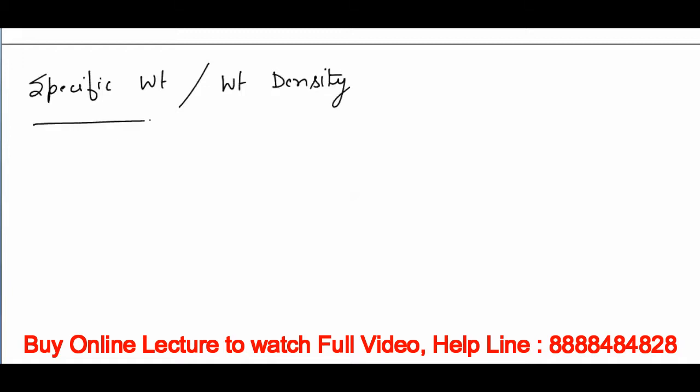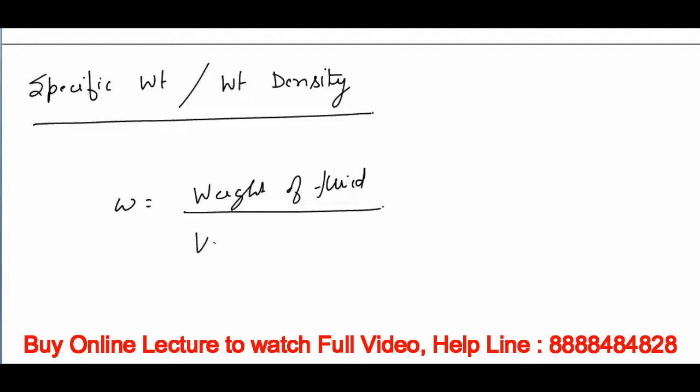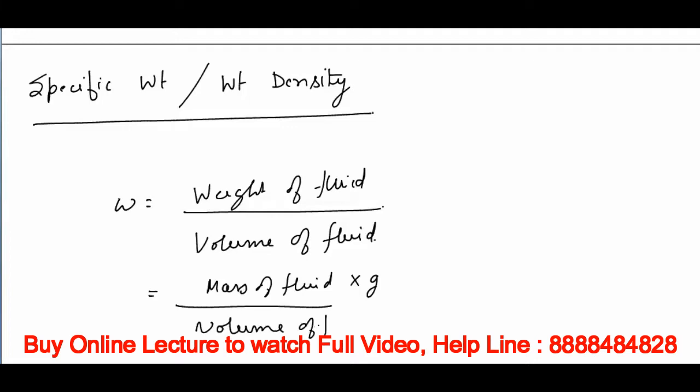Second property is specific weight or weight density. Specific weight or weight density of fluid is the ratio of weight of the fluid to its volume. So it comes out to be mass of fluid into g by volume of fluid. So this will come out to be rho into g, and unit is Newton per meter cube.